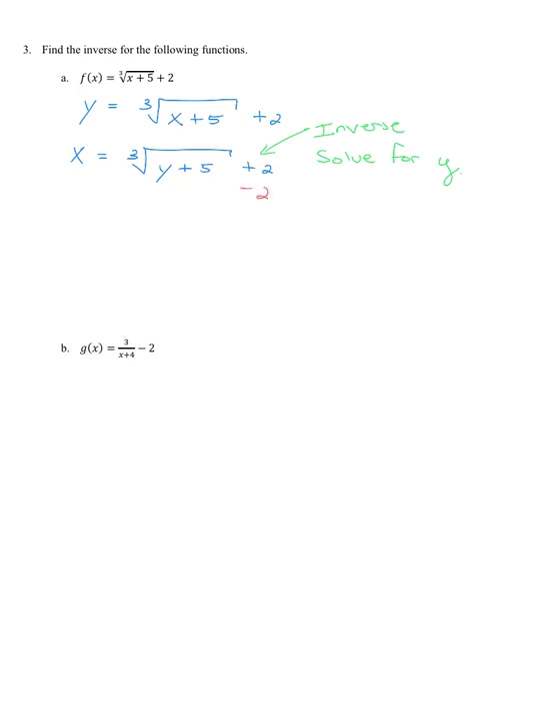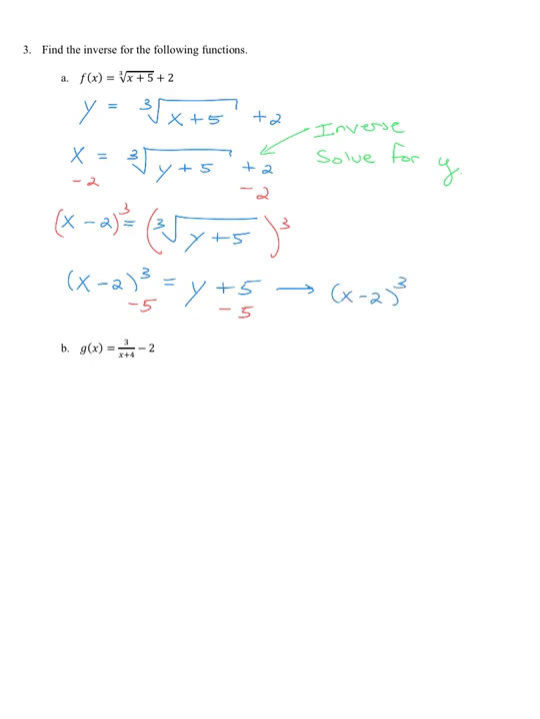I'm going to start by subtracting 2 from both sides of my equation, which gives me x minus 2 is equal to the cube root of y plus 5. I will then cube both sides to get rid of the cube root. On the left, I'm going to leave it as x minus 2 cubed is equal to then y plus 5 on the right. And I have one final step, which is to subtract 5 from both sides of my equation. And this gives me x minus 2 cubed minus 5 is equal to y. I'm going to write my final answer up here as f inverse of x is the function we just came up with, x minus 2 cubed minus 5.